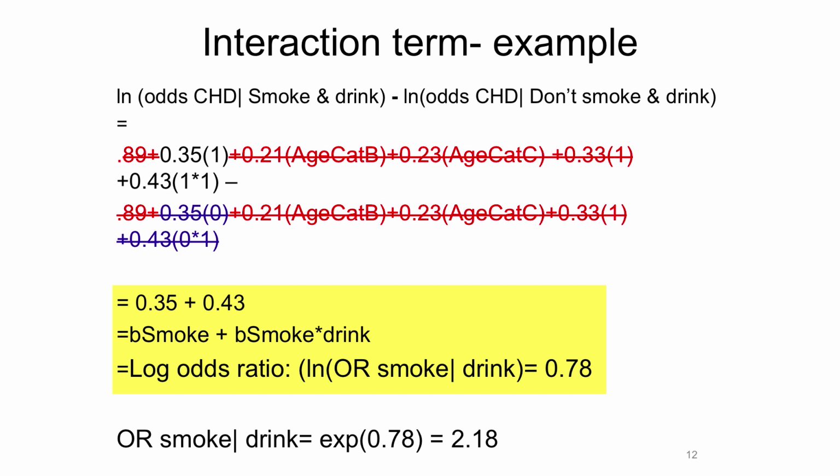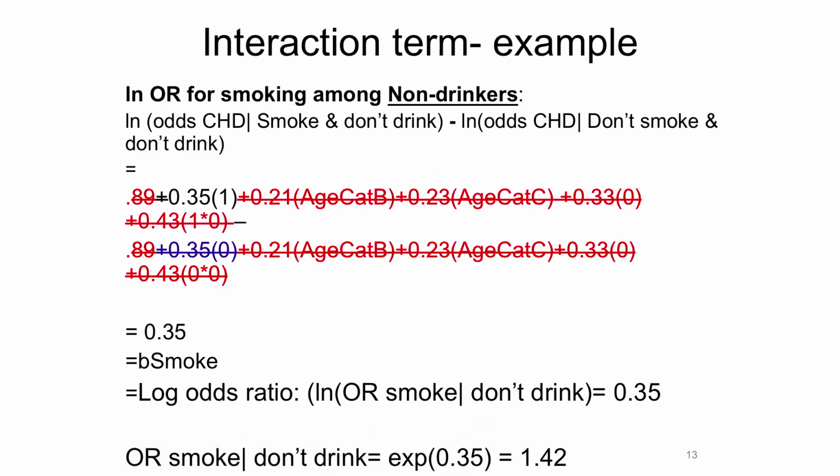Among drinkers, the log odds of CHD are 0.78 higher for smokers compared to non-smokers, adjusting for categorical age. If we exponentiate this, we get an odds ratio of 2.18. We follow the same process with the non-drinking stratum. Among non-drinkers, the log odds of CHD are 0.35 higher for smokers compared to non-smokers, adjusting for categorical age. If we exponentiate 0.35, we get an odds ratio of 1.42.